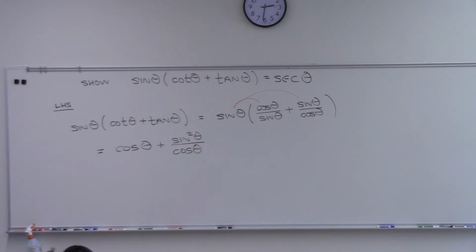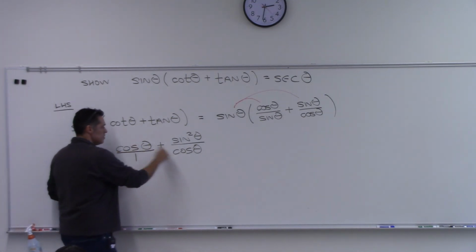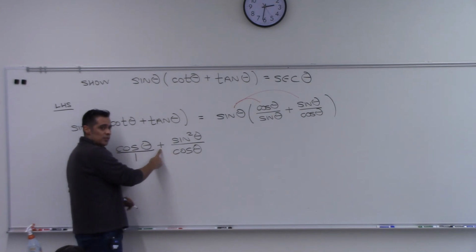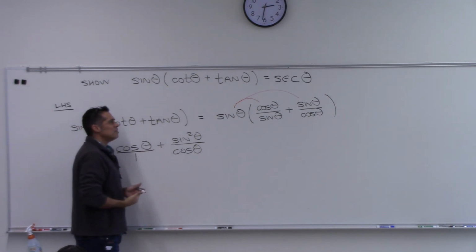Isn't cosine theta over 1? And you can cancel cosine. This is cosine theta over 1. I agree with that. But you can't cancel these because that's not multiplication. That's addition. Common denominator? Could we put these together in a common denominator? Does it make sense for us to try to?